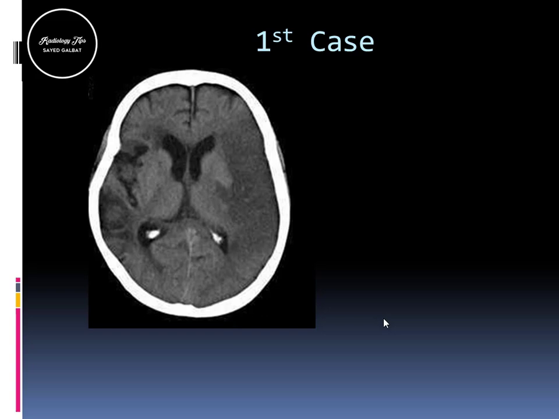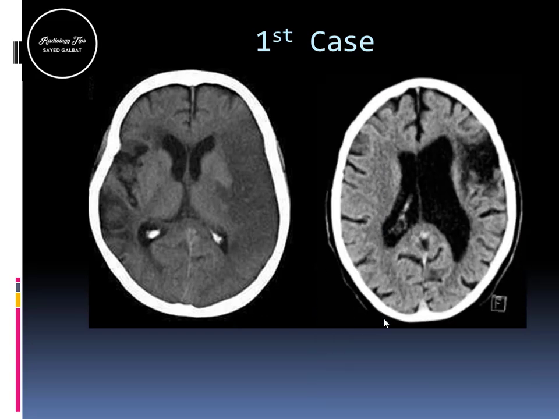So can anybody describe this? Just a description? Nobody? So you have hypodensity here in the left frontotemporal region with some effacement of the sulci, some edema, and mass effect. There is no evidence of hemorrhage, right? What's your likely diagnosis in this case? Infarction. Yes.